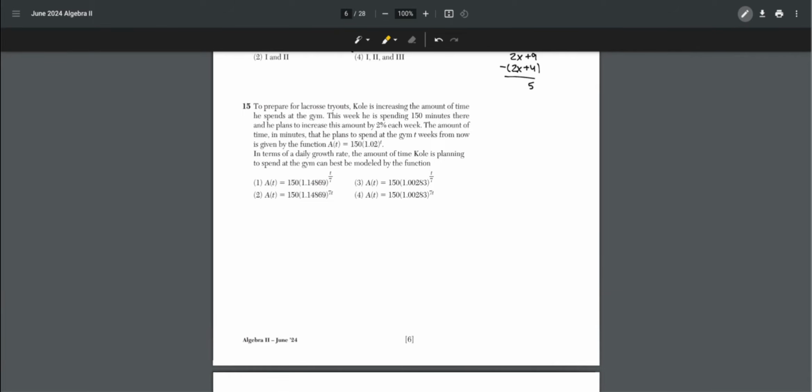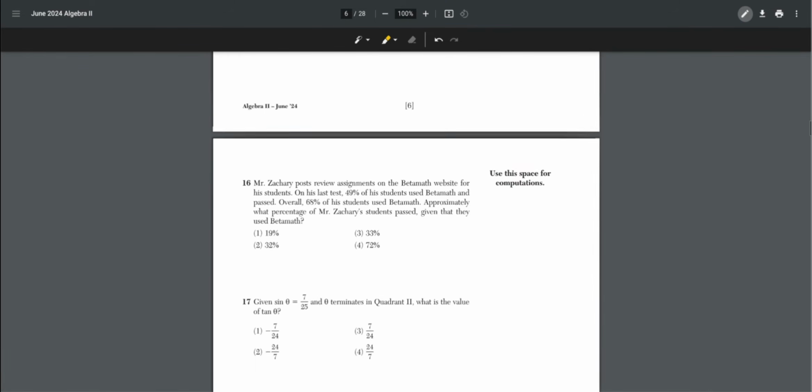In terms of daily growth, the amount of time Cole is planning to spend at the gym can best be modeled by the function. What you can do is multiply 1.02 to the 1/7 power. Then multiply t by 7, which gives us choice 4.